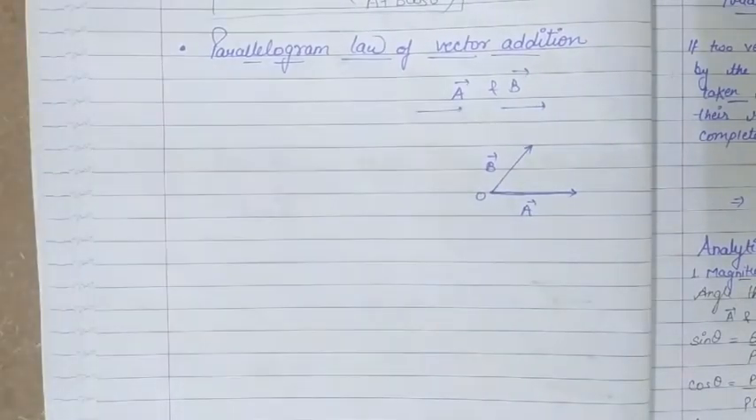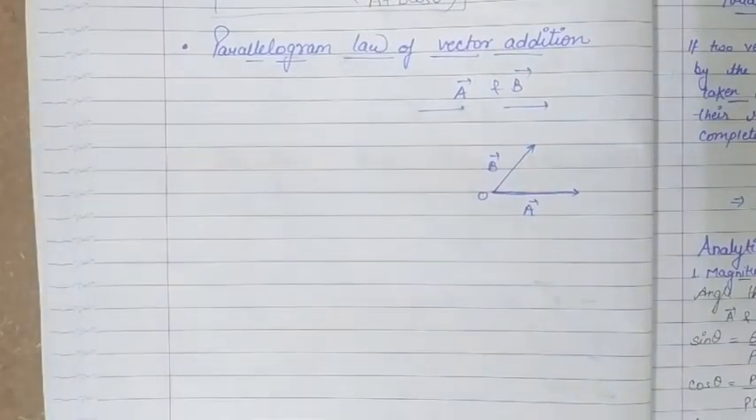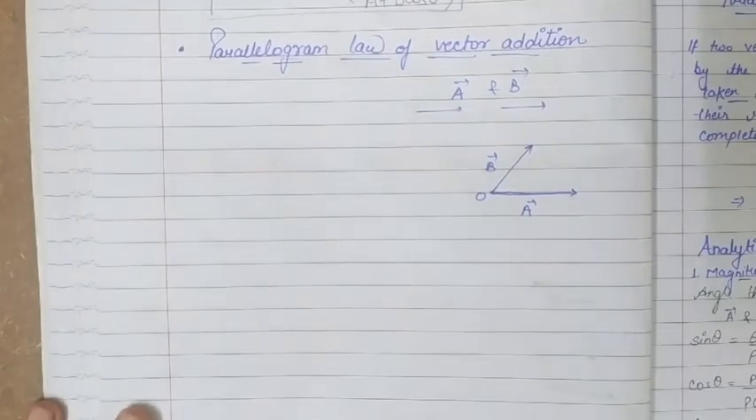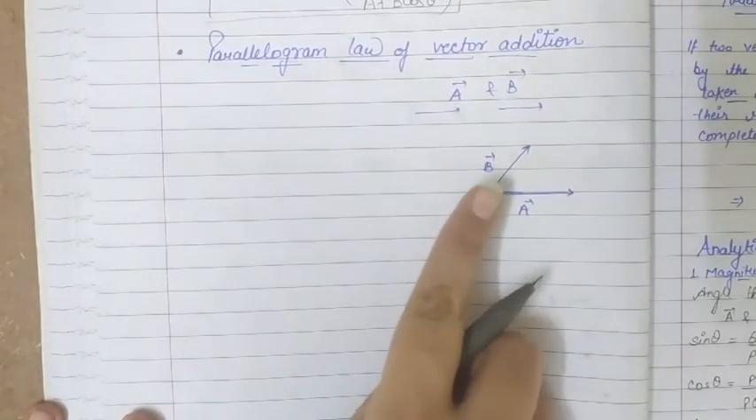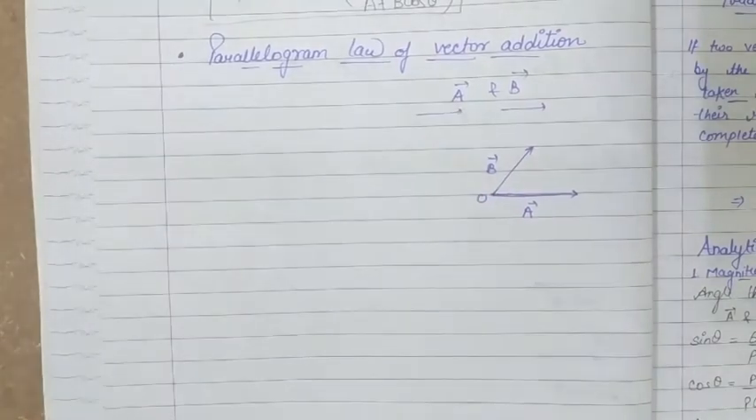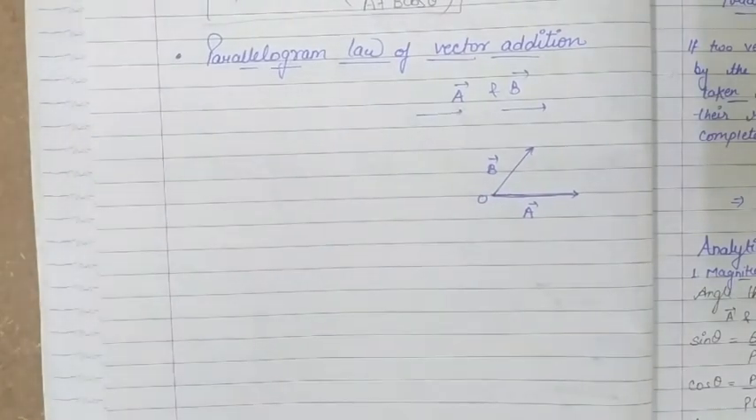If the two vectors that have to be added are represented in magnitude as well as direction by the two adjacent sides of a parallelogram drawn from a common point, this is important, the sides must be drawn from a common point, then their resultant is represented by the diagonal of the parallelogram passing through the same point.